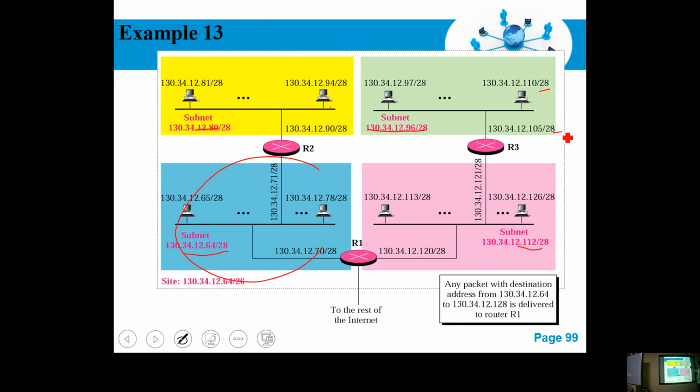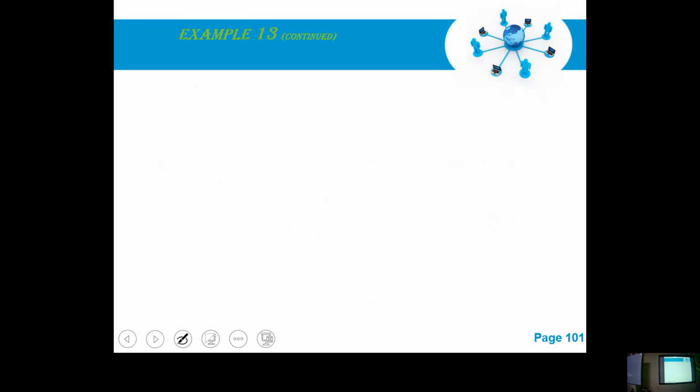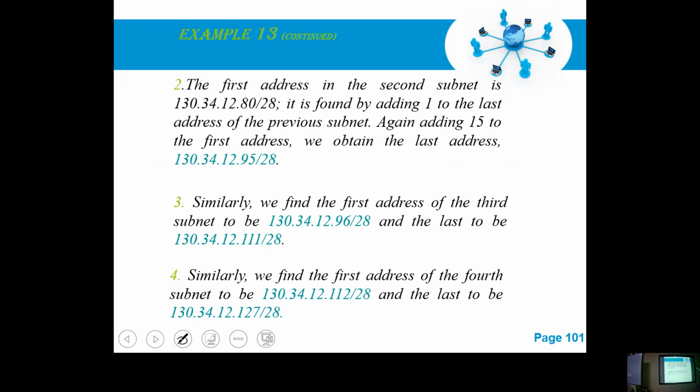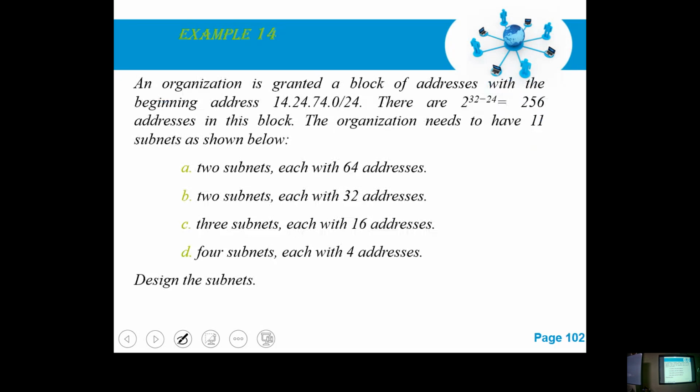And also you can see we are writing 28. The original network had 26. When we get on to individual networks, 4 different ones, we are having 28 here. Then the same explanation is here, explanation for individual subnets. Then this is one of the examples where we have variable length subnets.